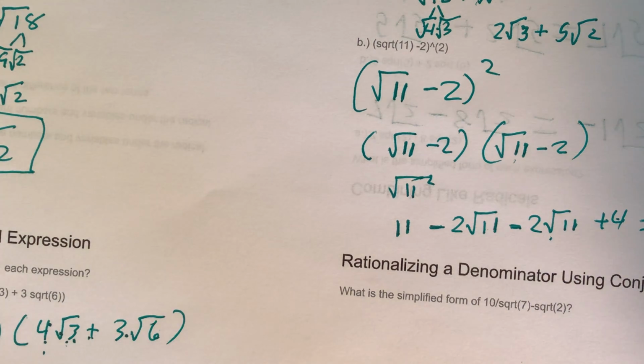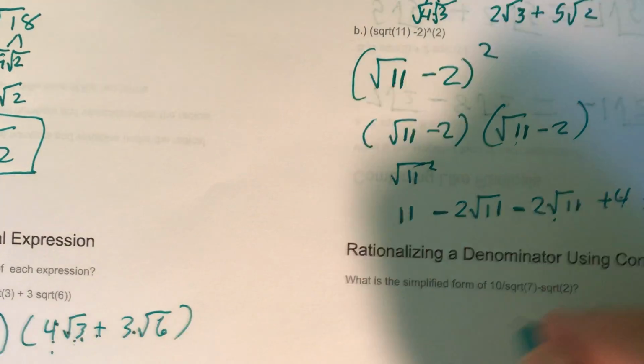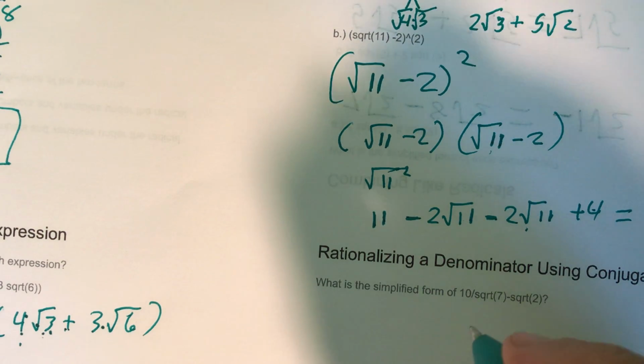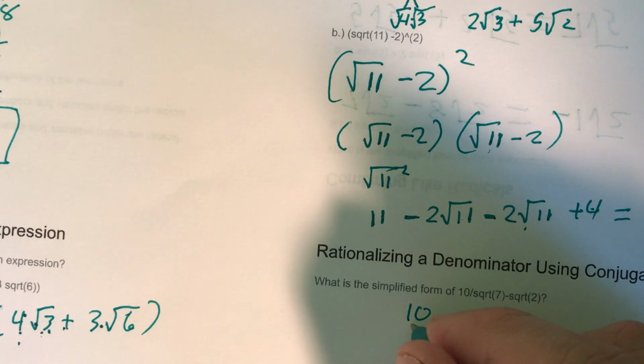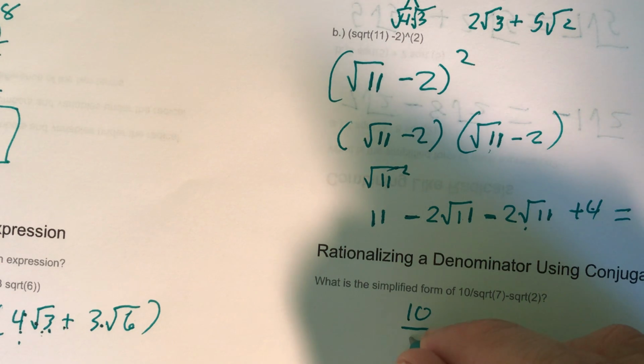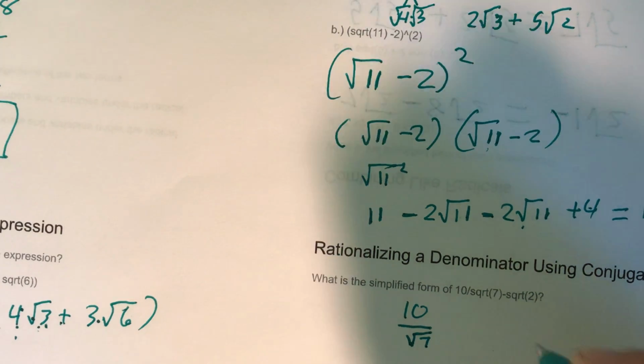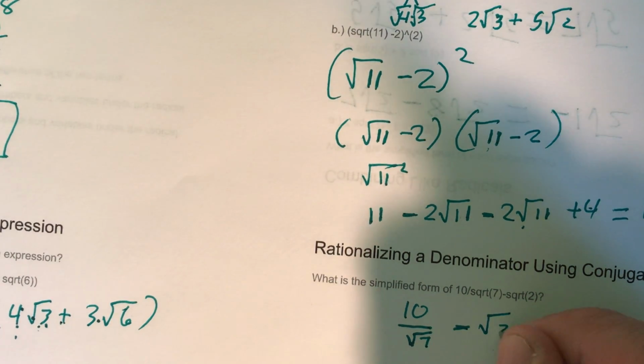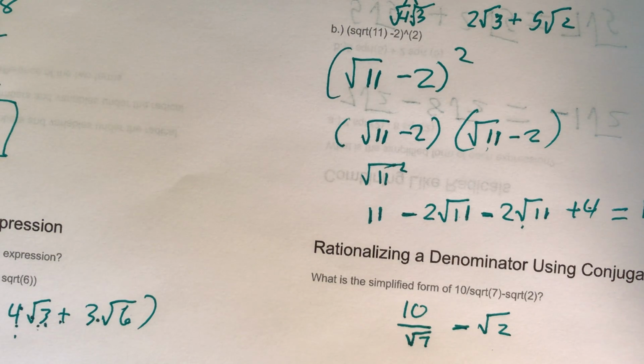Now, what is the simplest form of this? You have 10 square root 7 on the bottom minus the square root of 2. Okay.